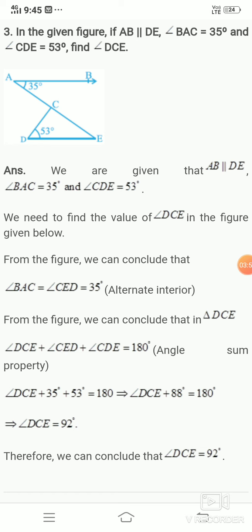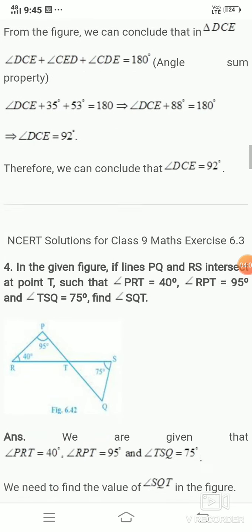That's all. Here we used alternate interior angles and the sum of the interior angles of a triangle being 180 degrees. Using these two conditions, you proved this problem. Now, the next problem.